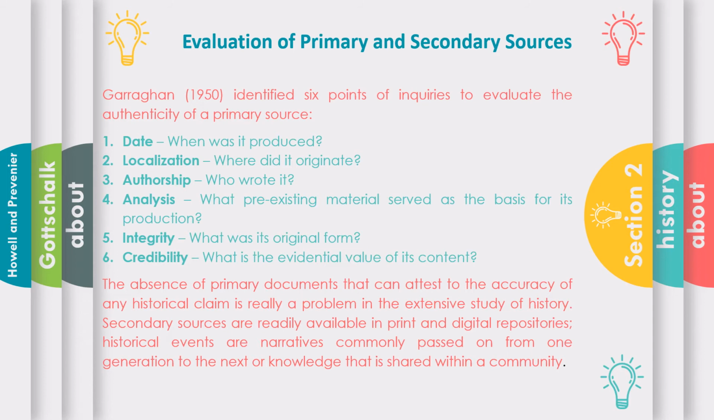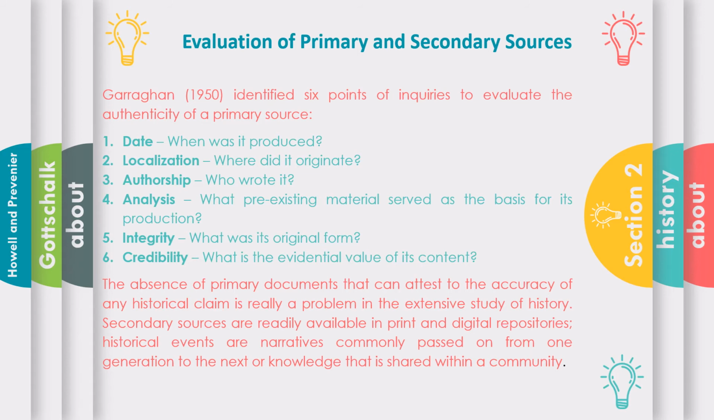So the absence of these primary documents that can attest to the accuracy of any historical claim is really a problem in the extensive study of history. So if the information in primary sources does not have these 6 points, it means that it's not accurate. And secondary sources are readily available in print and digital.